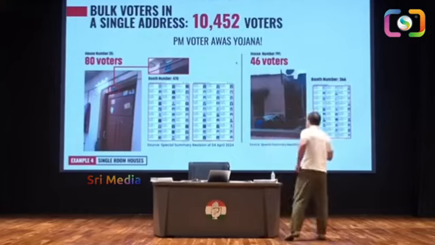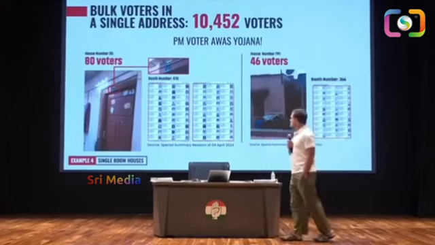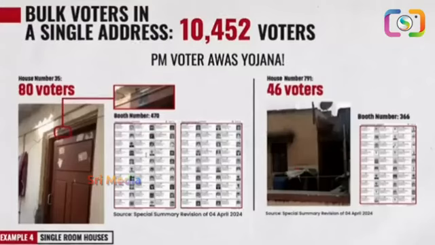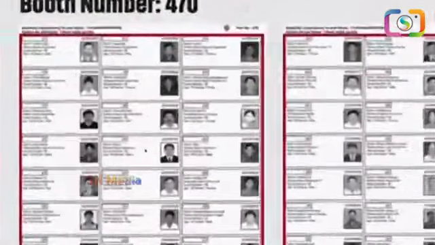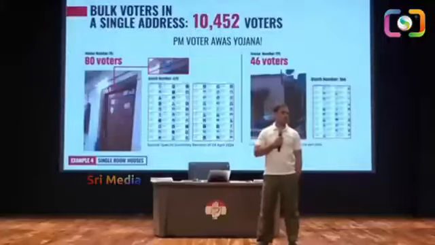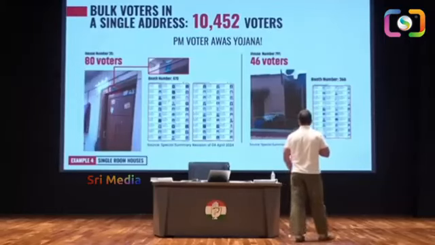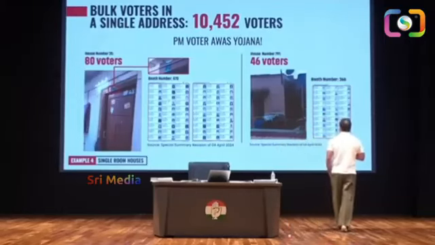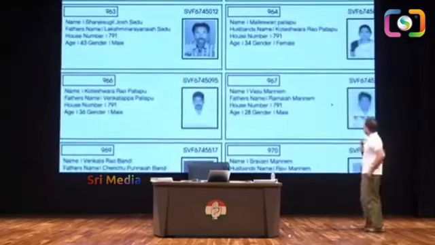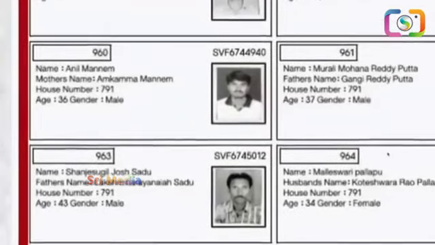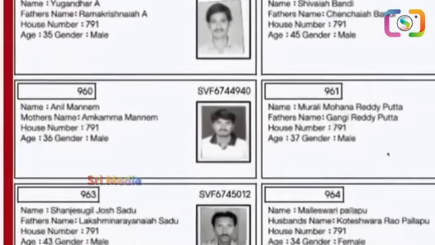Next, here is house number 35. 80 voters live in this house. We sent people to check. They got beaten up. These 80 people live in this house. It's a single story, single room house. Here's another one. Booth number 366. Zoom in on this. 46 voters, all from different families, living in a single bedroom house. And when we go there, they don't exist.